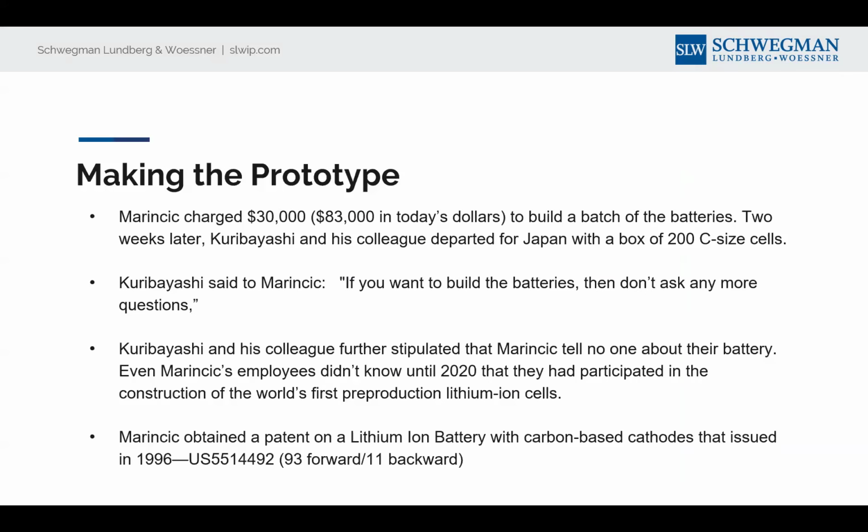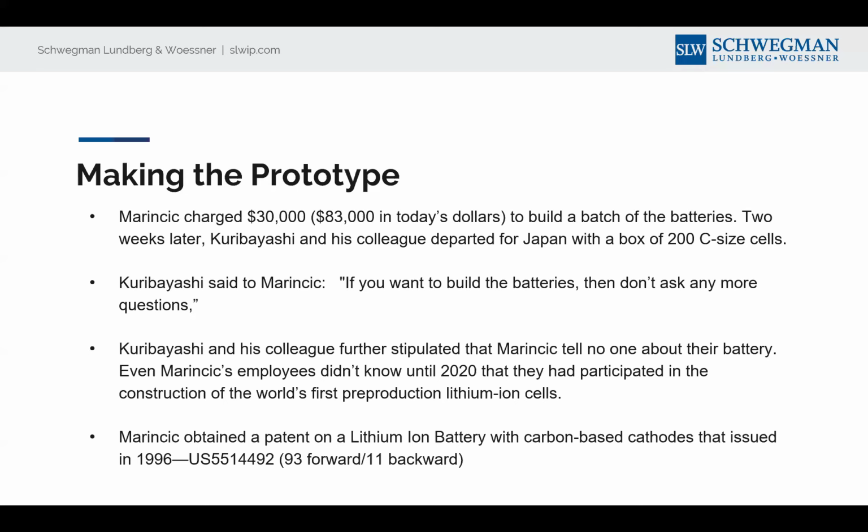Marinchik charged $30,000, which would be about $83,000 in today's dollars, to build a bunch of batteries. Two weeks later, Kuribayashi and his colleague departed for Japan with a box of 200 C-size cells. Kuribayashi said to Marinchik, "If you want to build the batteries, then don't ask any more questions." And that was basically his non-disclosure agreement. Kuribayashi and his colleagues further stipulated that Marinchik tell no one about their battery. Even Marinchik's employees didn't know until 2020 that they had participated in the construction of the world's first pre-production lithium-ion cells.